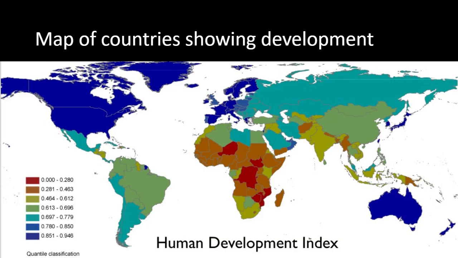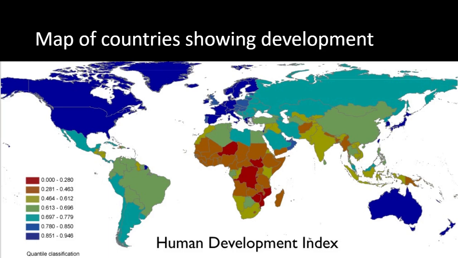Okay, and here's our last slide for y'all. This is a map of countries showing their development. It's called HDI, which we'll learn about at the end of the year. The blue countries are the highest developed. The green are kind of mid-tier. And then you get to red, which are your lower-tiered countries in terms of development.